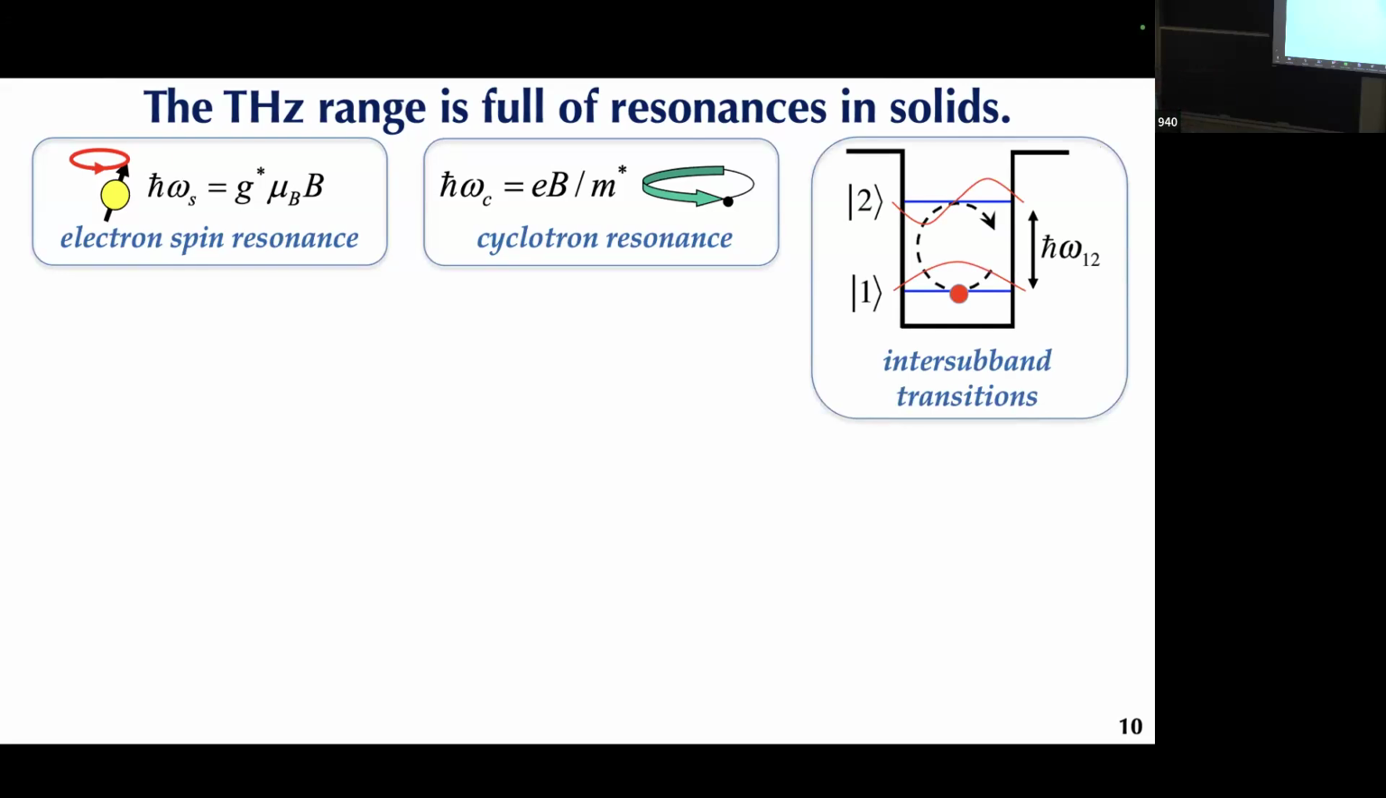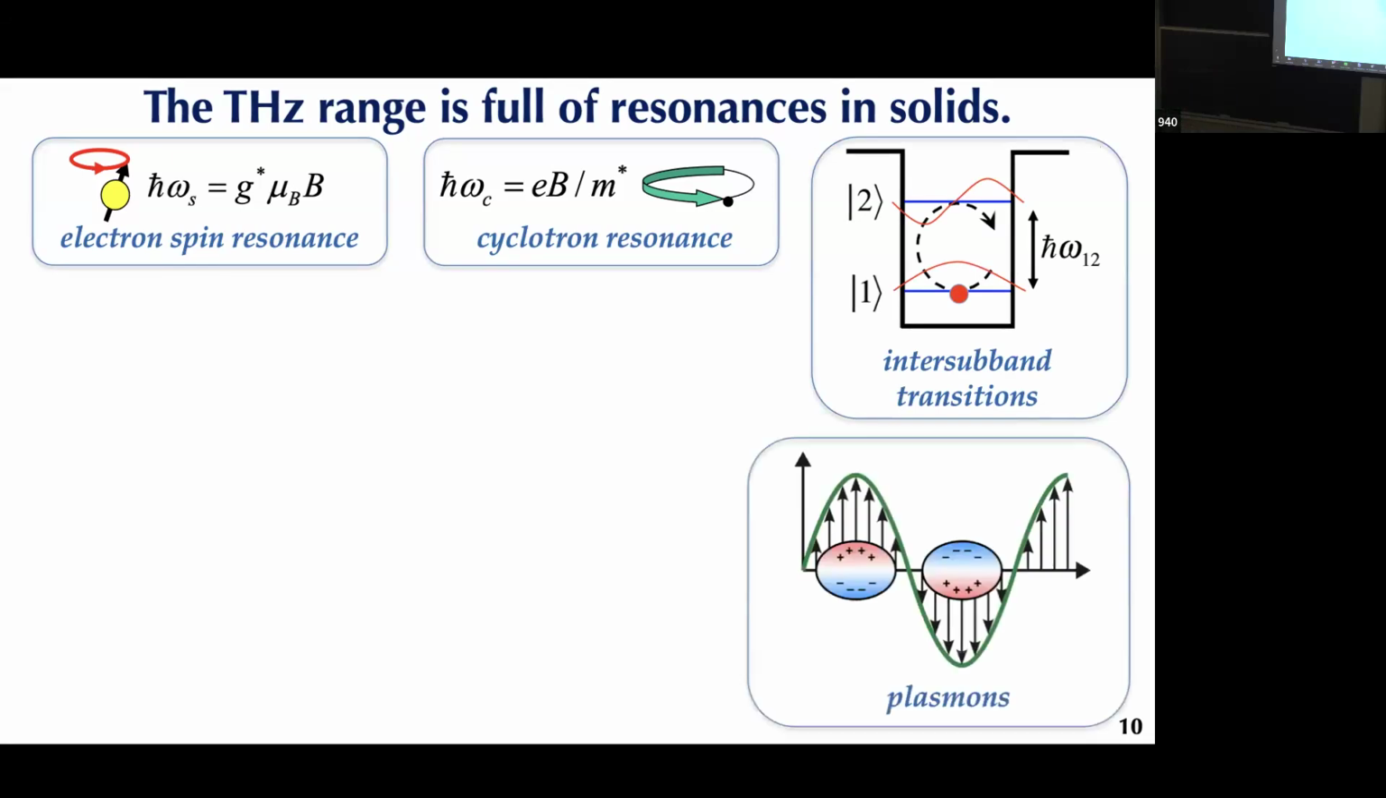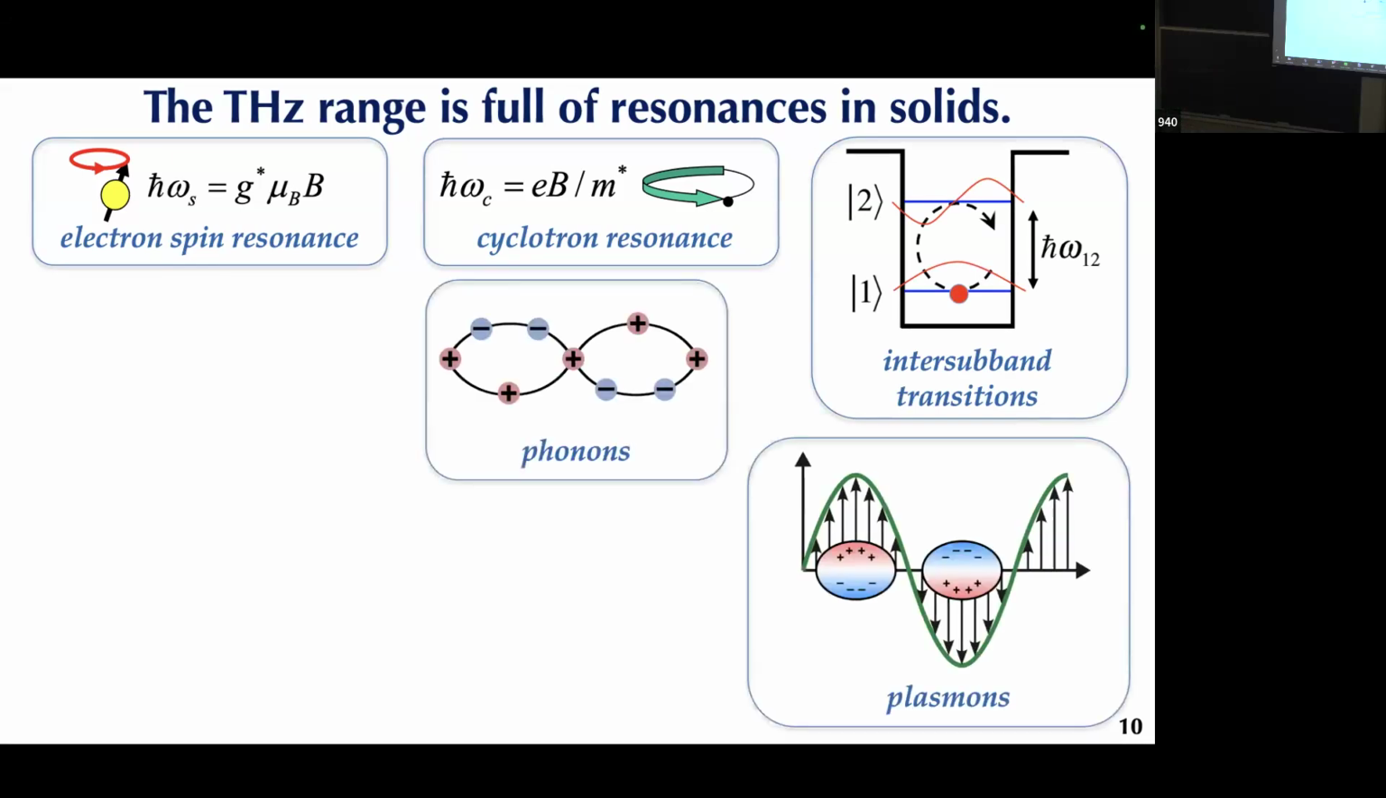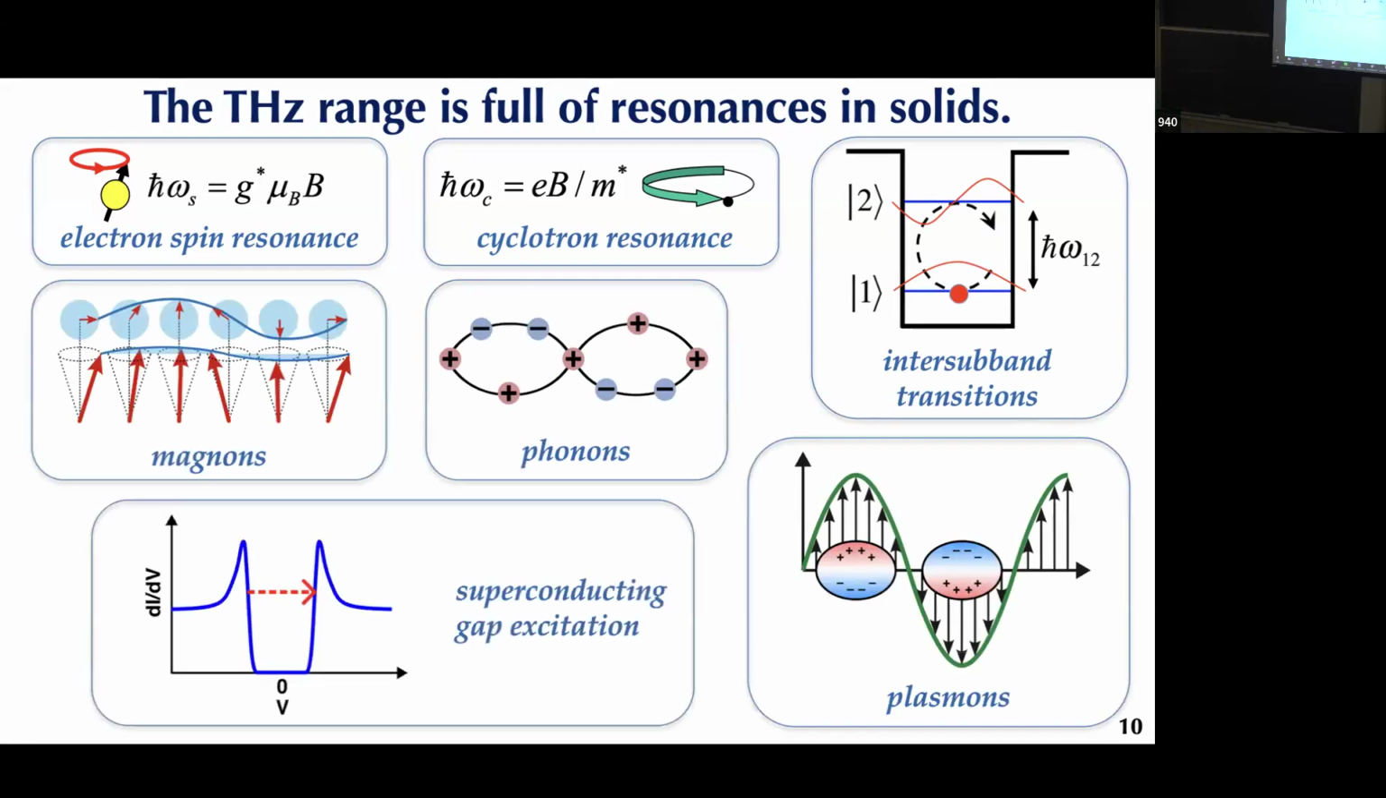And further, there are many collective excitations, including plasmons, phonons, magnons, and superconducting gap excitations. So all these transitions and resonances occur in the terahertz range, and they have huge oscillator strength, dipole moments. So they couple strongly with light.